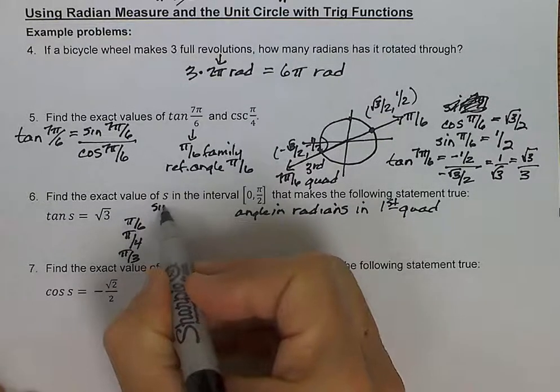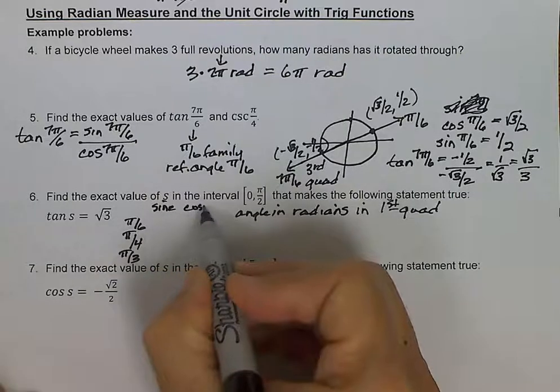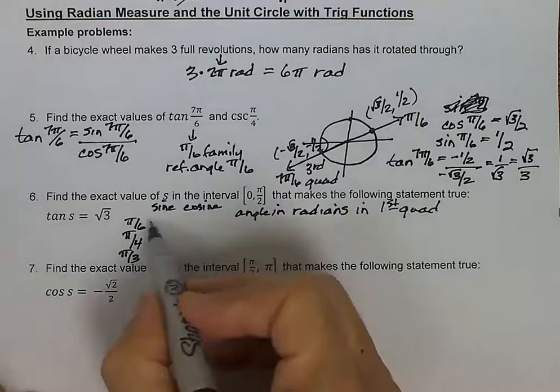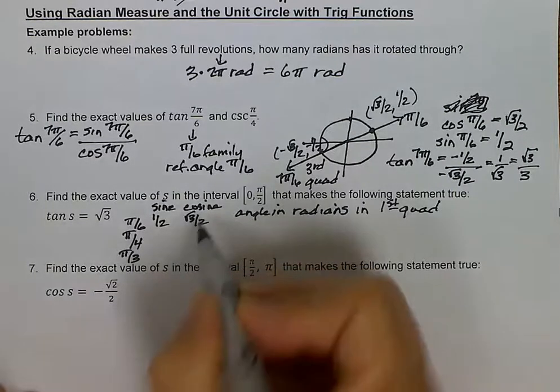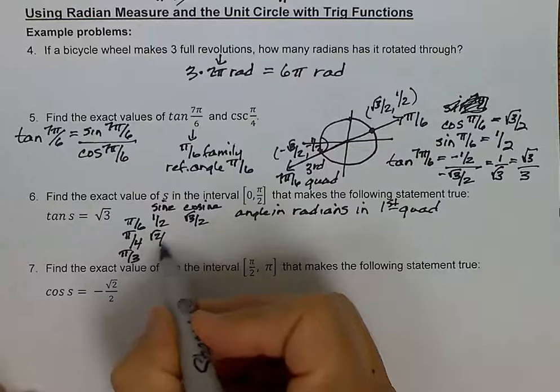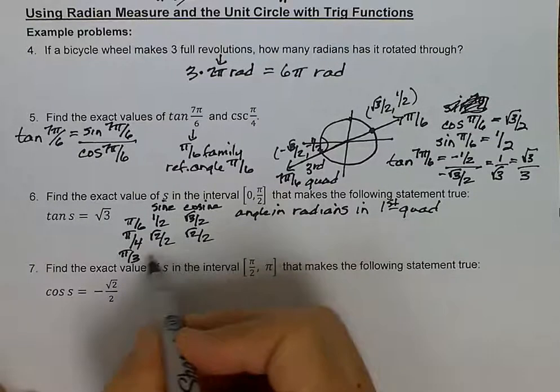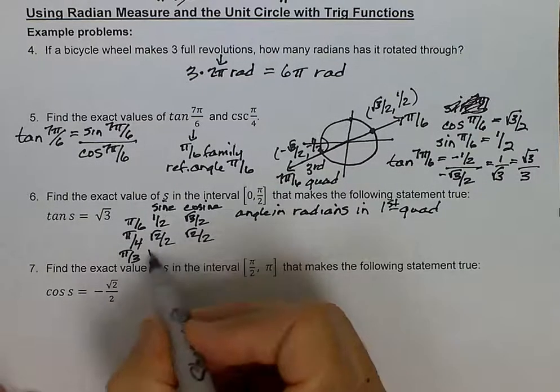So I'm looking at the sine value and the cosine value. For pi over 6, the sine is 1/2 and the cosine is the square root of 3 over 2. For pi over 4, they're both the square root of 2 over 2. And for pi over 3, it's these two switched.